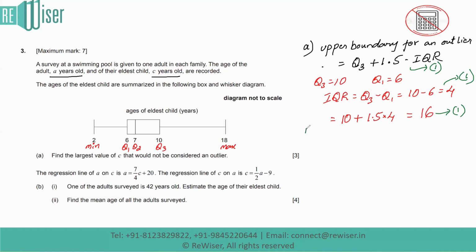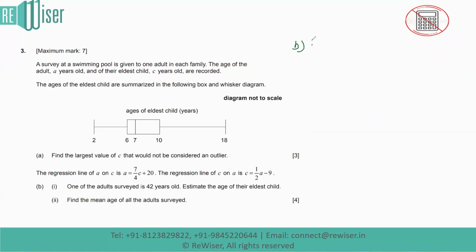Now, if I talk about part B, part 1, we are talking about the regression line of A on C. A is the age of an adult and C is the age of the eldest child. The regression equation for A on C is given as A equals 7/4 C plus 20. And for C on A, it's given as C equals 1/2 A minus 9.